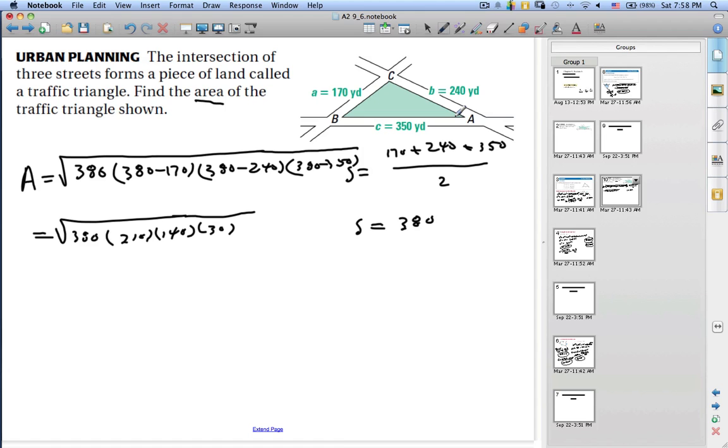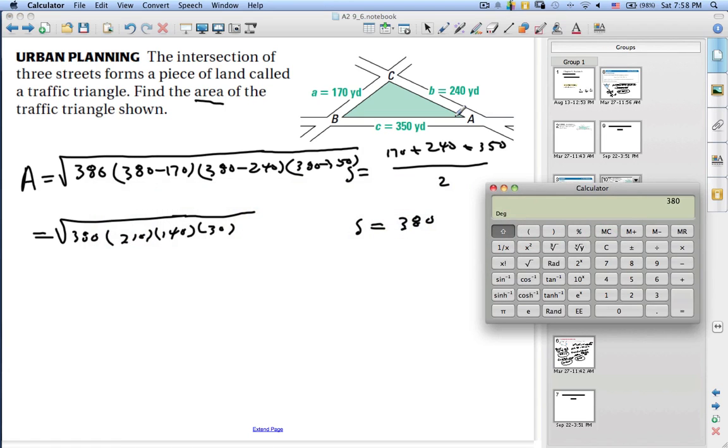Okay, so now I'll pull out my calculator, and I'll have 380 times 210 times 140 times 30 equals, and then I'll take the square root. And my area is 48,944.83.